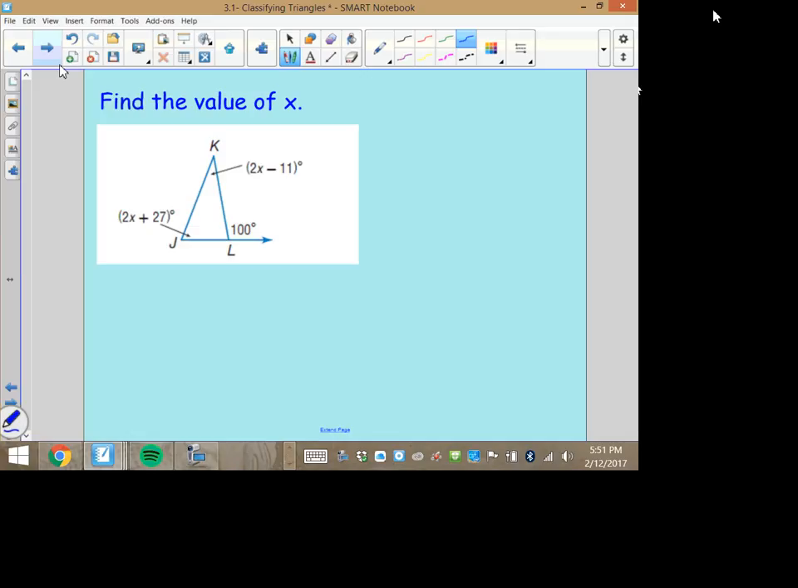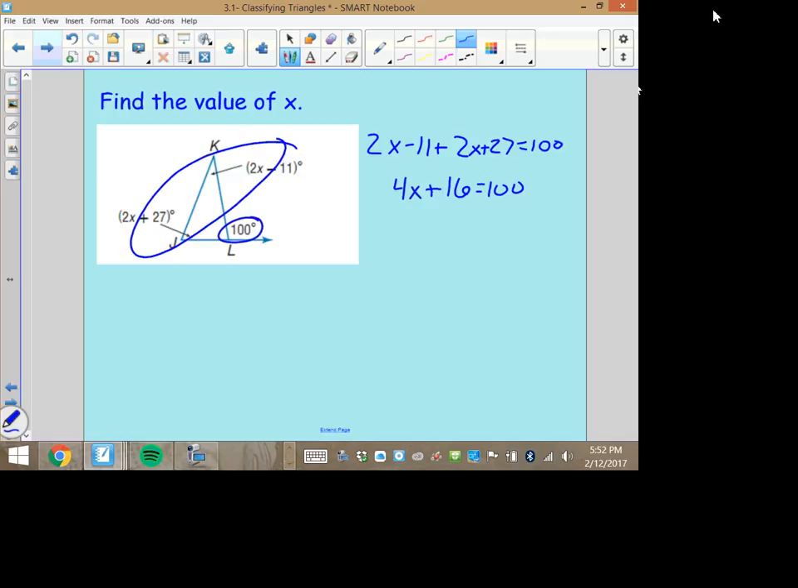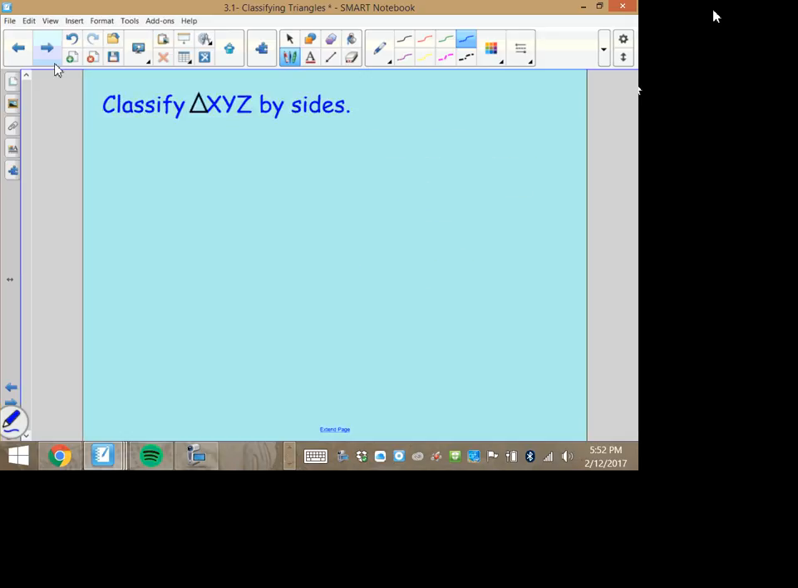Here we have an exterior angle theorem problem. So we can find the value of x. We know that these two angles have to add to be 100. So we can set it up as 2x minus 11 plus 2x plus 27 equals 100. So combining our x's, we get 4x plus 16 equals 100. So we get that 4x is going to equal 84. Solving for x by dividing 84 by 4, we will get x to equal 21. And we already did that one.